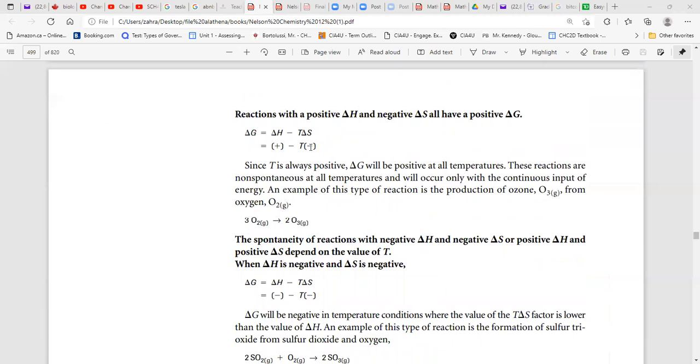In this case, if delta H is positive, it means endothermic, and delta S is negative, going toward a less disordered state. So here it is positive and positive, and two positive numbers added together are positive. The delta G will be positive, and it's going to be a non-spontaneous reaction, like 3O2 going to 2O2. The number of molecules is going toward less disorder. Also, it is endothermic.